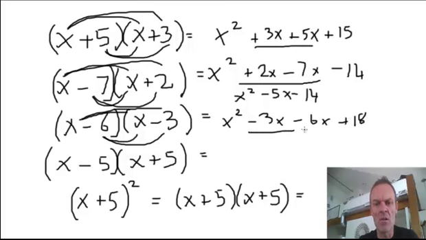So again, the middle one will go to negative 3x, negative 6x, negative 9x. So x squared minus 9x plus 18. Okay? Right. Possibly a trick one.